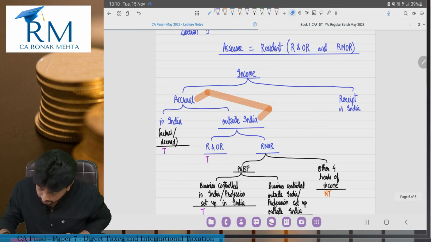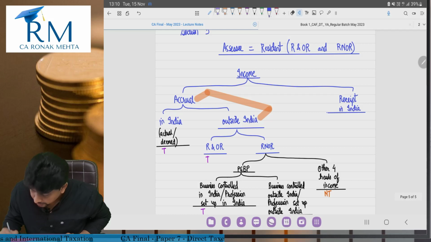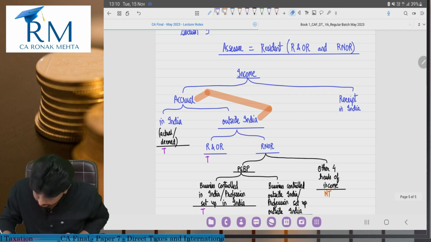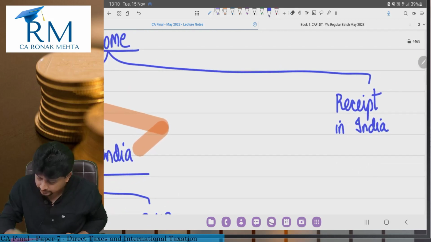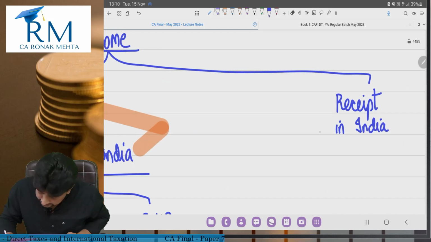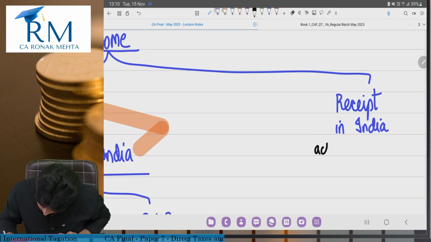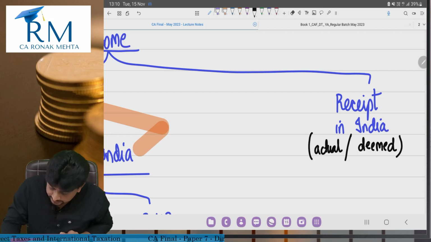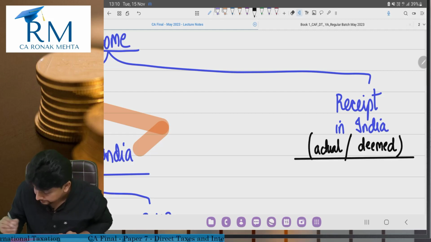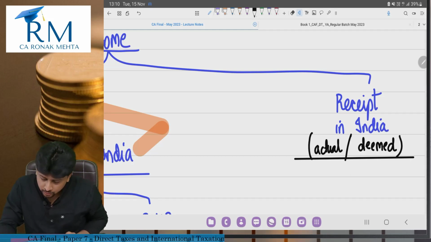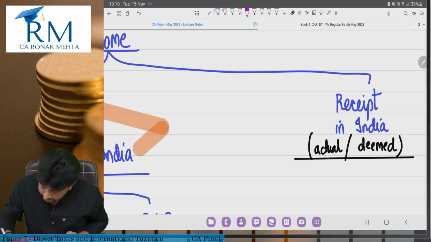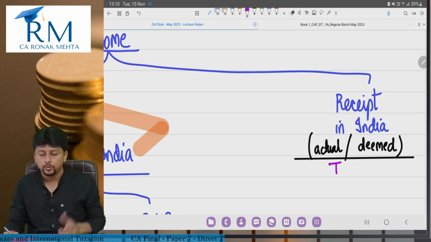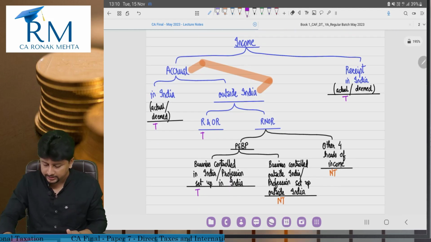When I am talking about, look at this second part of the chart. Receipt in India, when I am talking about this part, receipt in India, this one, the one that I am zooming in. This receipt can be actual received in India, or it can be deemed to be received in India. Deemed to be received in India is defined in section number 7 of Income Tax Act. Then whoever you are, it does not make a difference. By this, income is going to be taxable for you. You are a resident, you have received the income in India, so it is taxable.